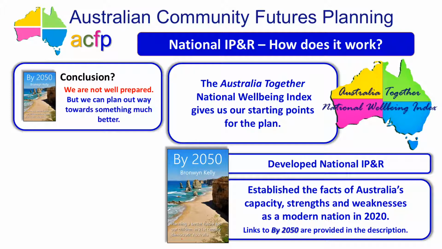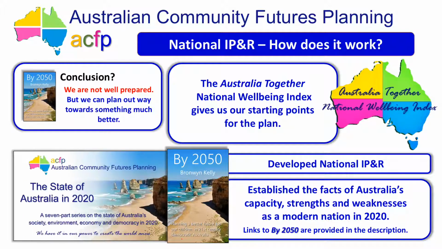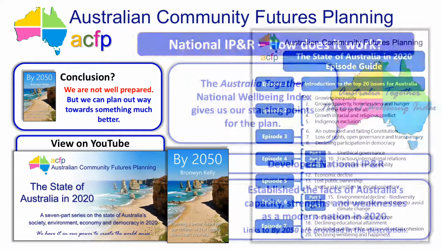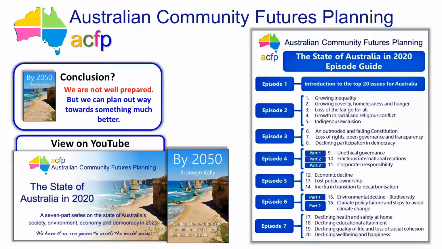much of the research and the statistical findings in By 2050 have been summarised in ACFP's 7-part YouTube videocast series, The State of Australia in 2020. In this series, ACFP has concentrated on isolating 20 key areas where, as a nation, Australia has sunk into particular weaknesses and become vulnerable to particular threats. It's not a happy picture.